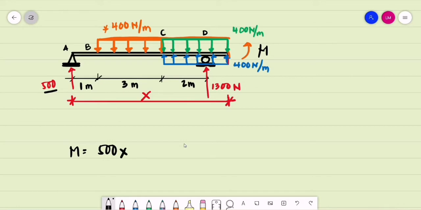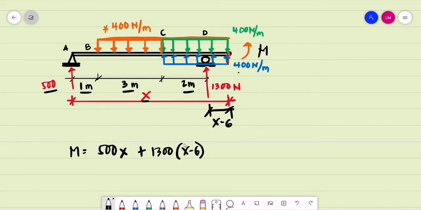Then what about this 1,300? This 1,300 is at a distance from our cut section. That is at a distance of, if this is 1 plus 3 plus 2, that is 6 meters, and this is x, that is at a distance of x minus 6. So that is plus 1,300, its lever arm is x minus 6.